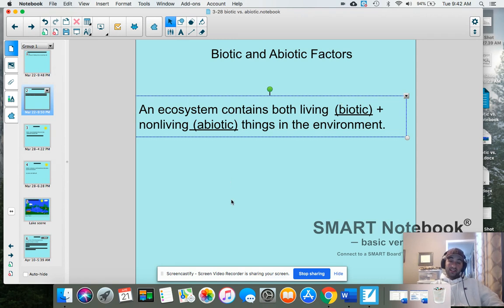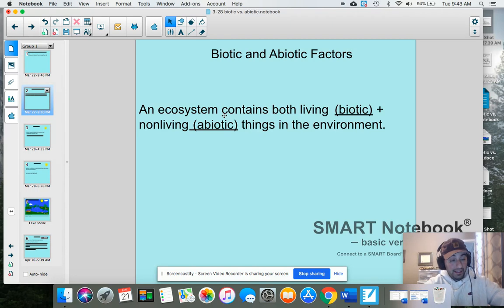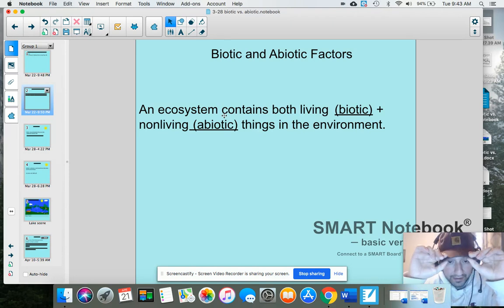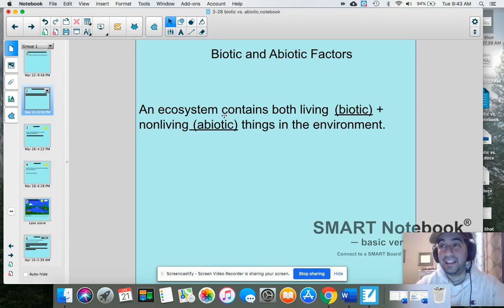Another prefix that is helpful, the letter A. All right, so sometimes, not always, but 9 out of 10, when you have the letter A in front of a word, it means without or non. So in this example, abiotic means non-living. So abiotic is non-living things.